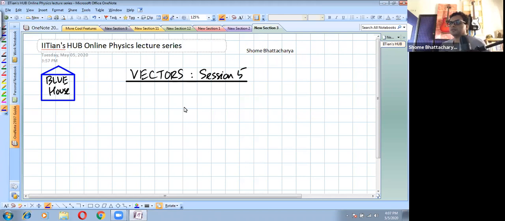Now, in the last session, we saw some important theorems like the parallelogram law and the triangle law for subtraction of two vectors, and very importantly, the triangle inequalities, that is the maximum and minimum values of the magnitude of the resultant or the magnitude of the difference and things like that.